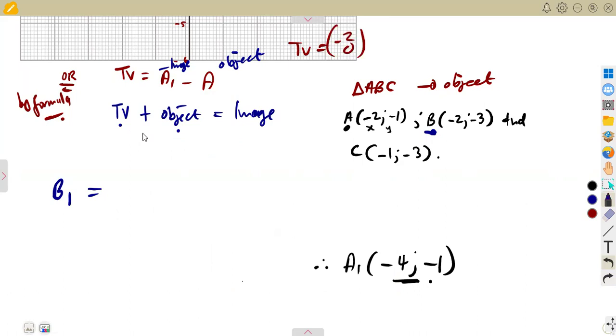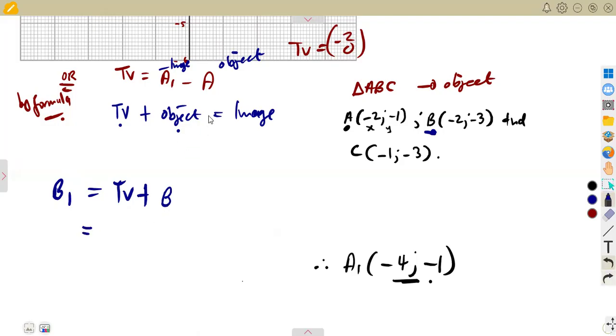So we are going to add the translation vector to the object of this image that we are calculating, which is the image of B. This is the one that we want, the image of what? Of B. So it represents the image of B. This is B here. This is the image of B. So you must add B here.